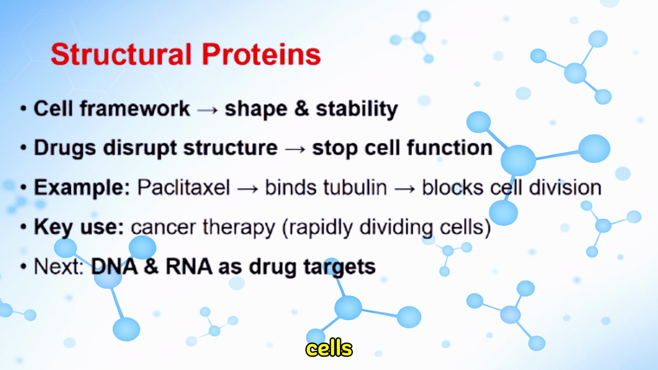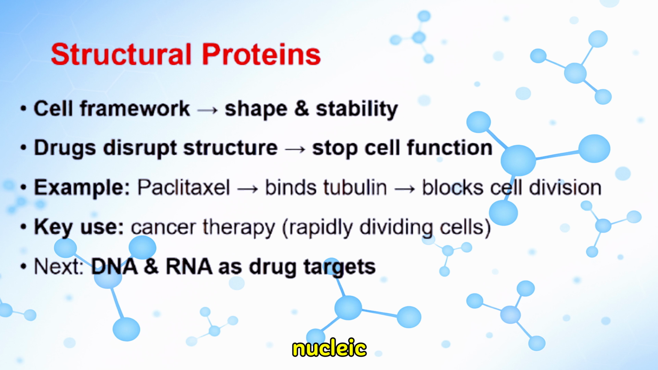Structural proteins give cells their shape and support. They are part of the internal skeleton of the cell. Some drugs bind to these proteins and interfere with their function. A well-known example is paclitaxel, a chemotherapy drug. It binds to tubulin and stops cells from dividing. This is useful in treating rapidly growing cancer cells.